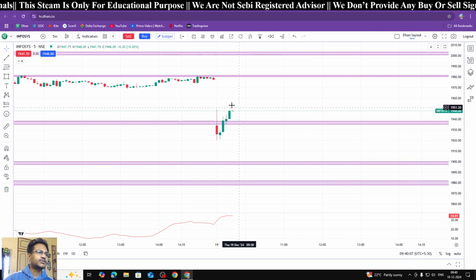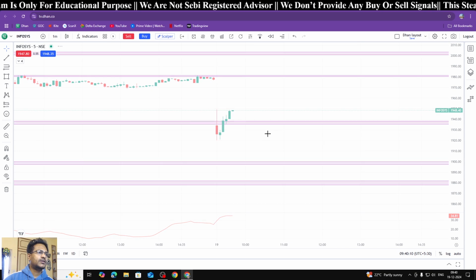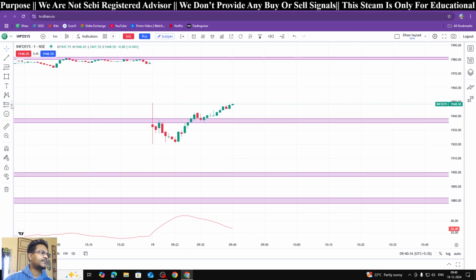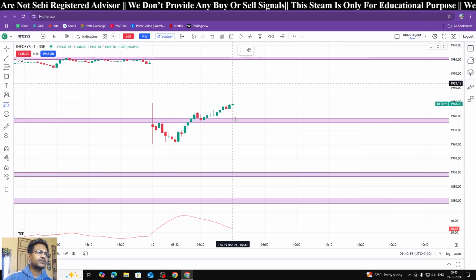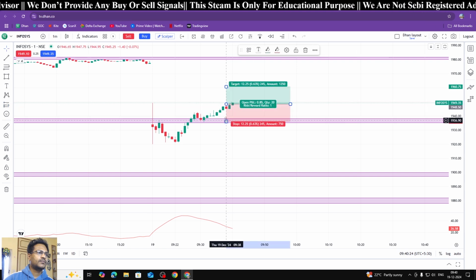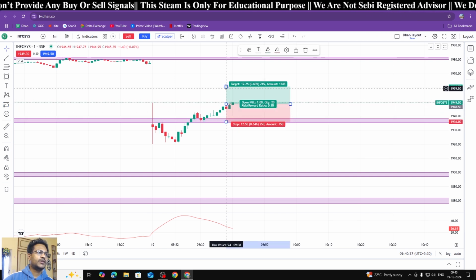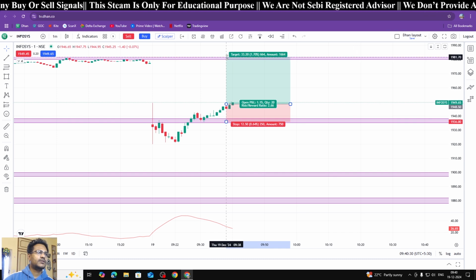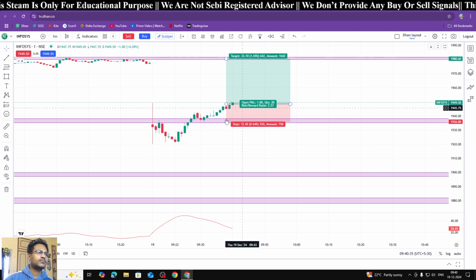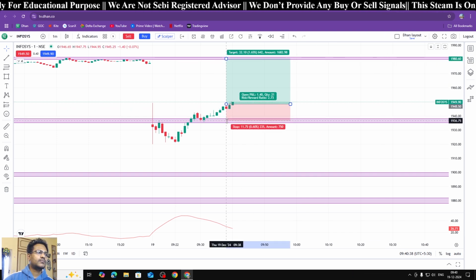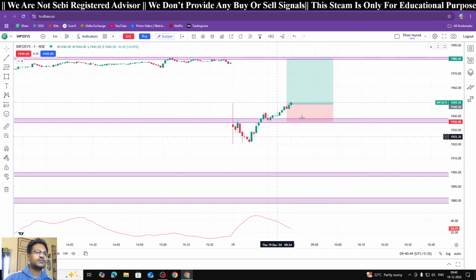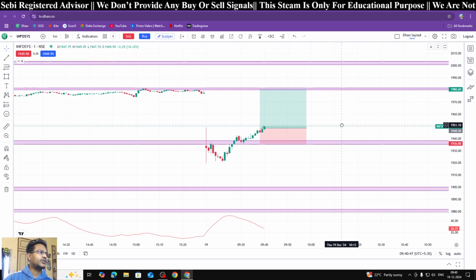It has closed on the upside. So right now it's a good move where you could plan towards the upside. Stop loss will be till here, and your target will be till this level. Exactly, stop loss here. This trade is going to be towards the upside on Infosys.